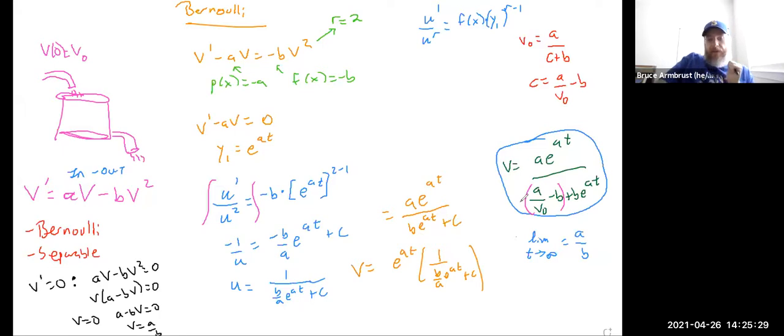We tend to reserve doing the Bernoulli stuff if it's not separable to start, because Bernoulli is a way to make it separable if it's not already separable. And the key to that is if you look at the P and the F, these things were constants. And because they're constants, this is already separable. Bernoulli is especially useful if this stuff has the other variable and you can't separate it to begin with.